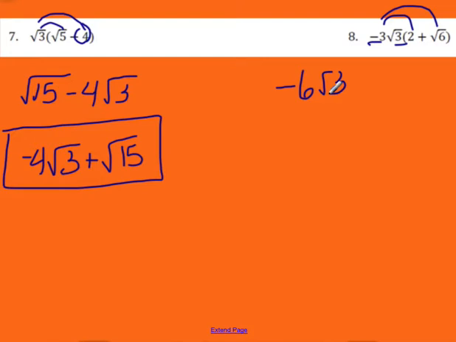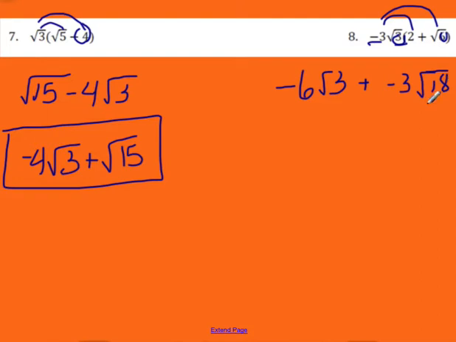Then we're going to do negative 3. That's going to be on the outside of whatever radical we create. So now, because it doesn't have anything to be multiplied with, so now we're going to take 3 times 6. And then we have 3 times 6, which is going to be 18.